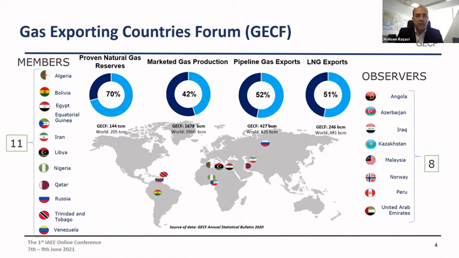As you see in this slide, Gas Exporting Countries Forum now has 11 member countries and 8 observers, and as you can see here, more than 70% of the global proven reserves in natural gas are controlled by the gas exporting countries, around 144 TCM. In terms of export, also more than half, both by pipeline and LNG, is the share of the gas exporting countries, 52% for the pipeline export and 51% for the LNG, and about the marketed gas production, gas exporting countries also have a share of 42%.